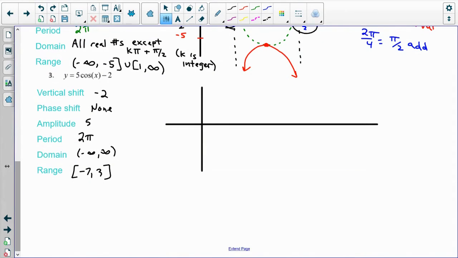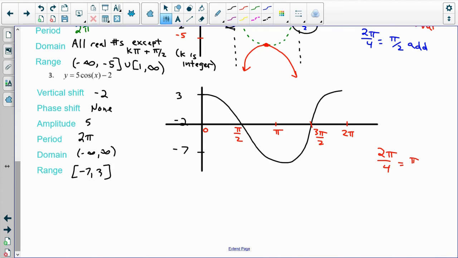Okay, let's do cosine. So this is negative 2. If I go up by 5, I get 3. If I go down by 5, I get negative 7. Cosine starts at the top, goes down, and then comes all the way up. There was no phase shift, so that means this is 0. Pi over 2, pi, 3 pi over 2, and 2 pi for our main points, because remember, 2 pi was our period. We divided it by 4, so I add pi over 2 every time.